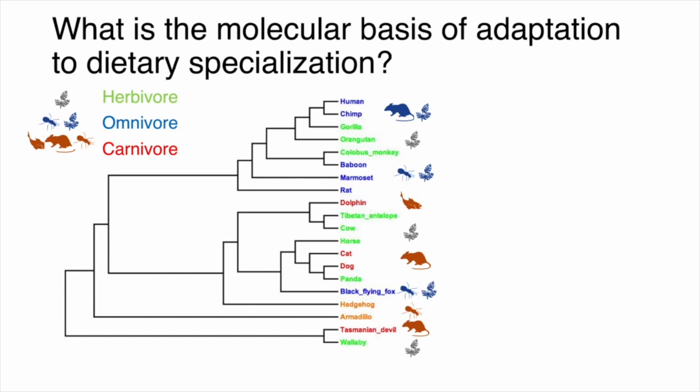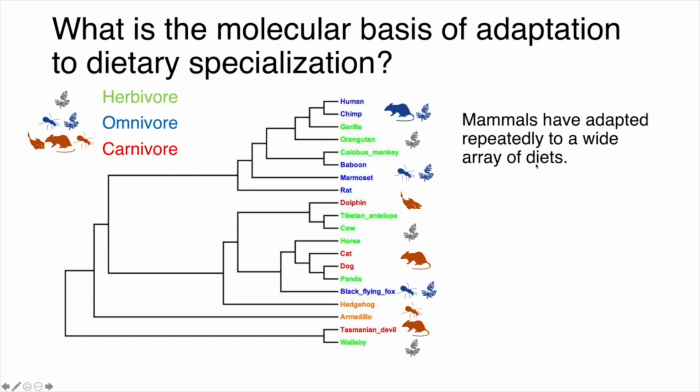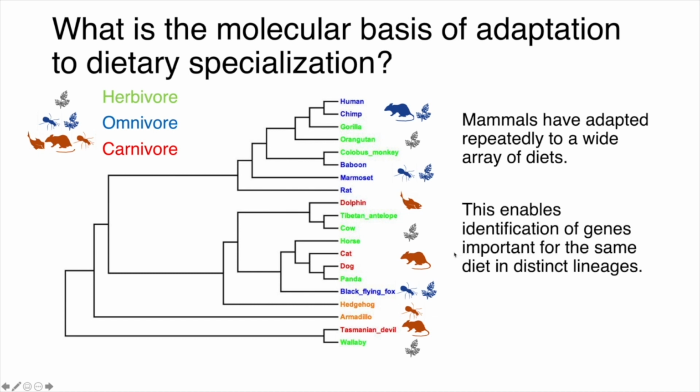Within this broad framework of questions, my lab is currently investigating the molecular basis of adaptation to different diets across mammals. Here you can see a cartoon of the mammalian family tree with different diets highlighted by these different symbols and colors. One thing that you can see is that mammalian diets vary widely and that certain diets have evolved repeatedly or convergently across different lineages of mammals. This combination of variation and convergence means that we have tools to identify particular genes or sets of genes that have been repeatedly involved in the adaptation to the same diet.